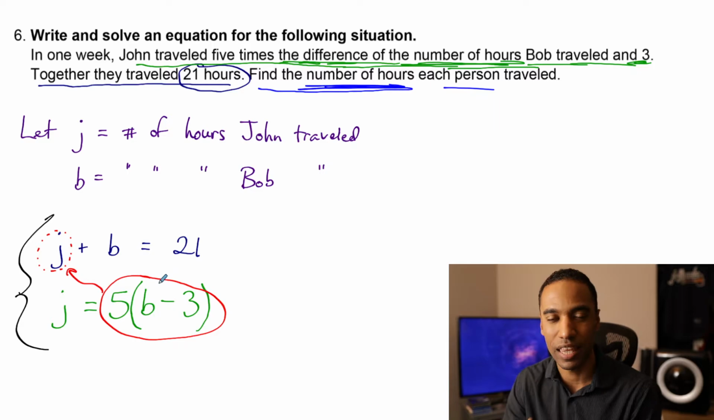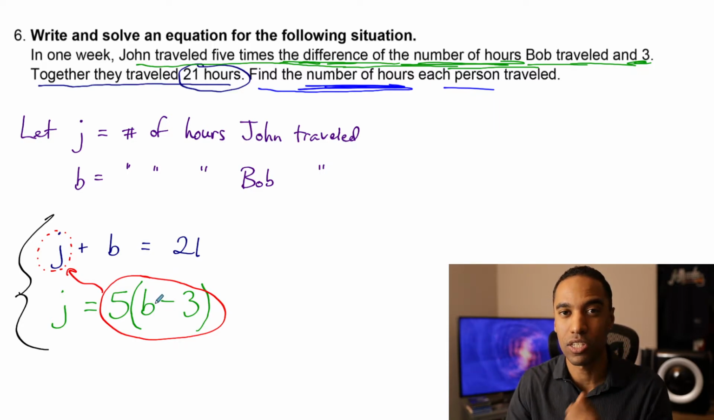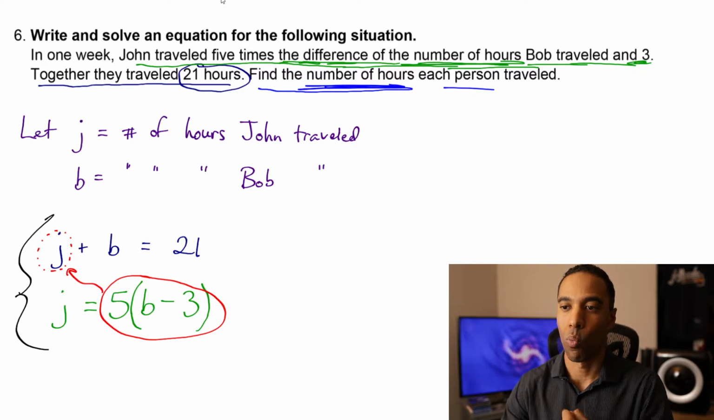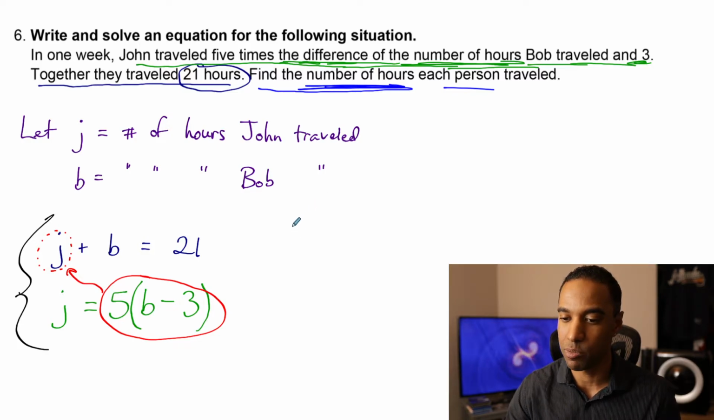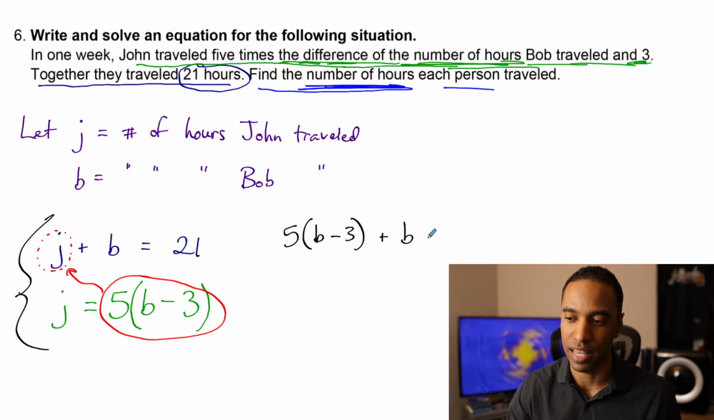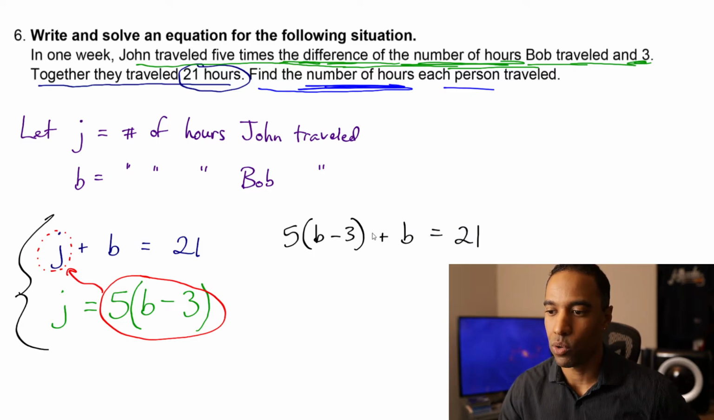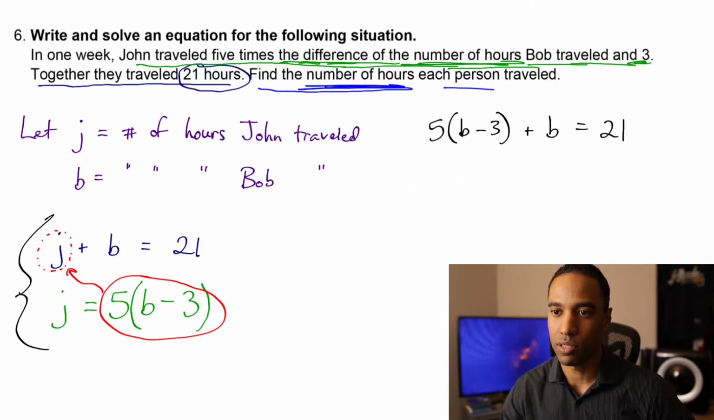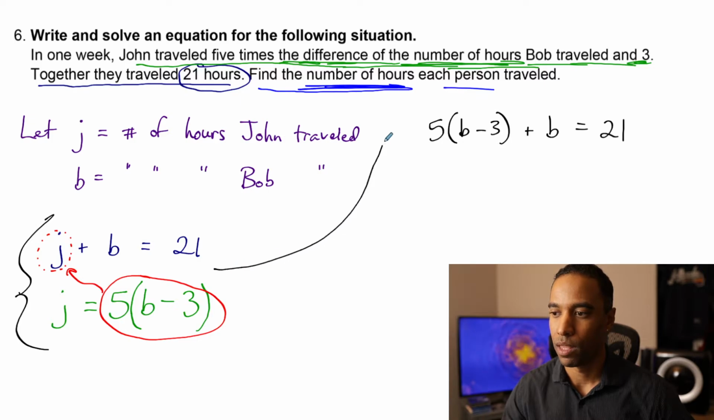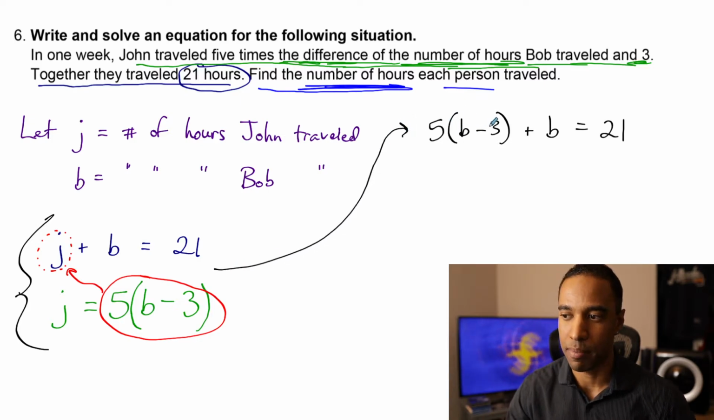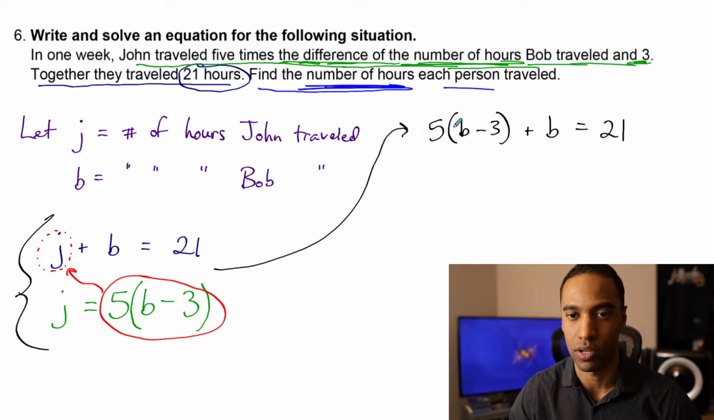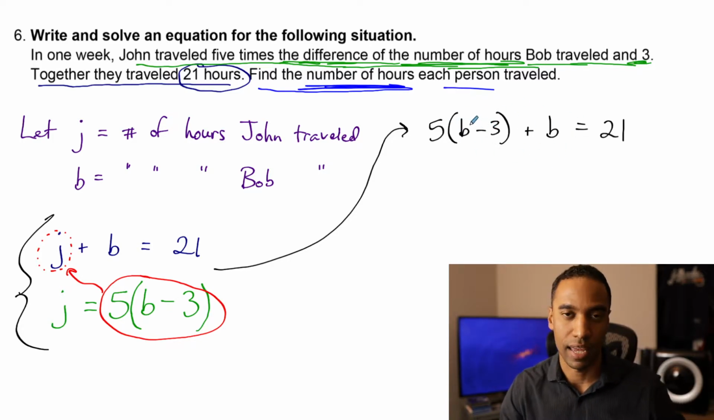All right, Mr. Robinson, why do you keep saying that? Why is that important? Because it's going to take j's place. Why are we taking j's place, Mr. Robinson? Because now we have an equation that only has b's in it, and we can now solve this. This is my new equation written as a result of substituting 5 times the quantity b minus 3 for j in the top equation. And now I have something that I can solve for b with.